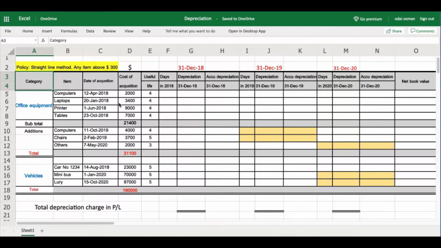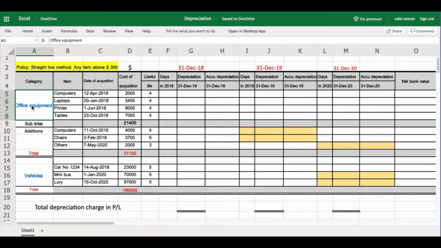In this sheet, I am going to apply the straight line method. The policy says any item over $300 is going to be considered a fixed asset and should be depreciated over its useful life. Because of the huge number of items, IAS 16 allows companies to categorize the items into groups such as office equipment, vehicles, buildings and lands, and so on.